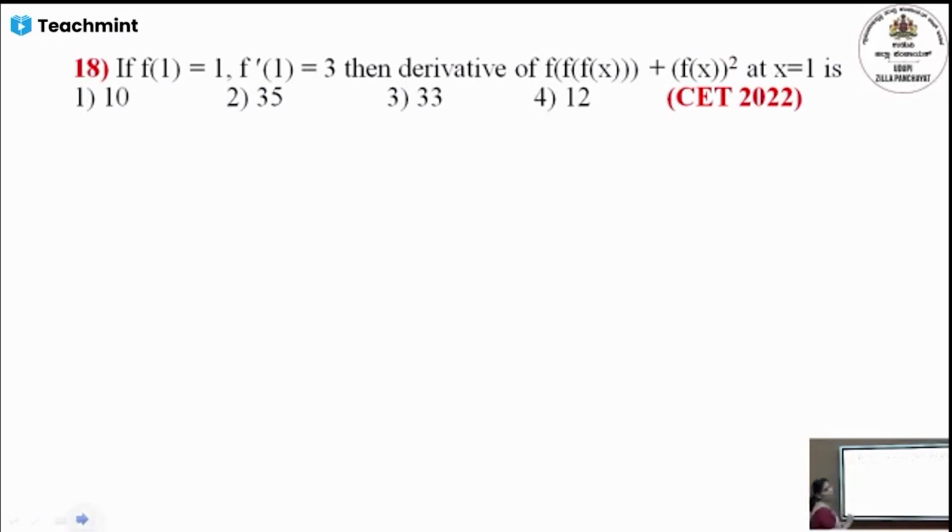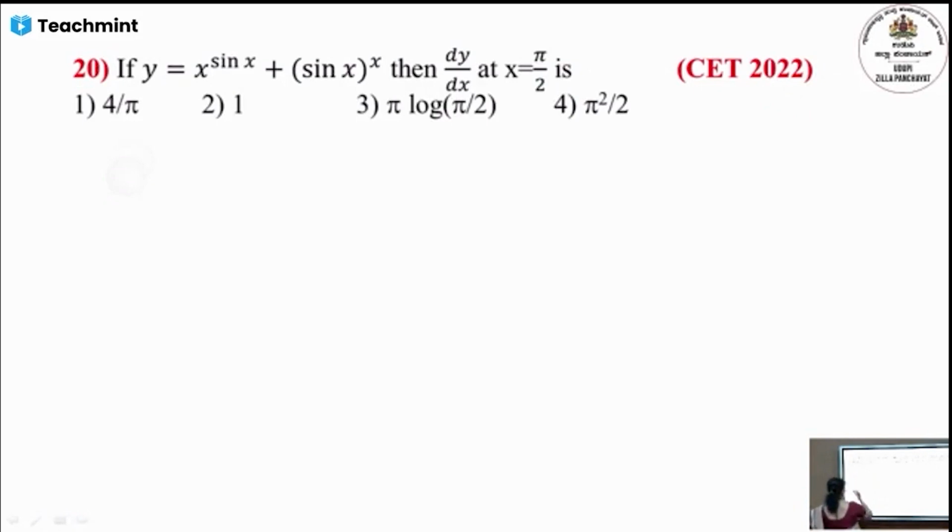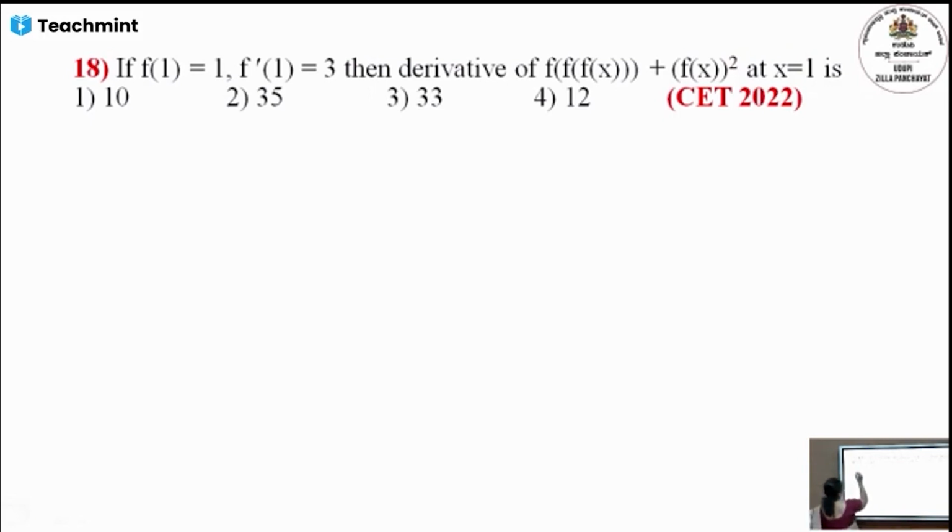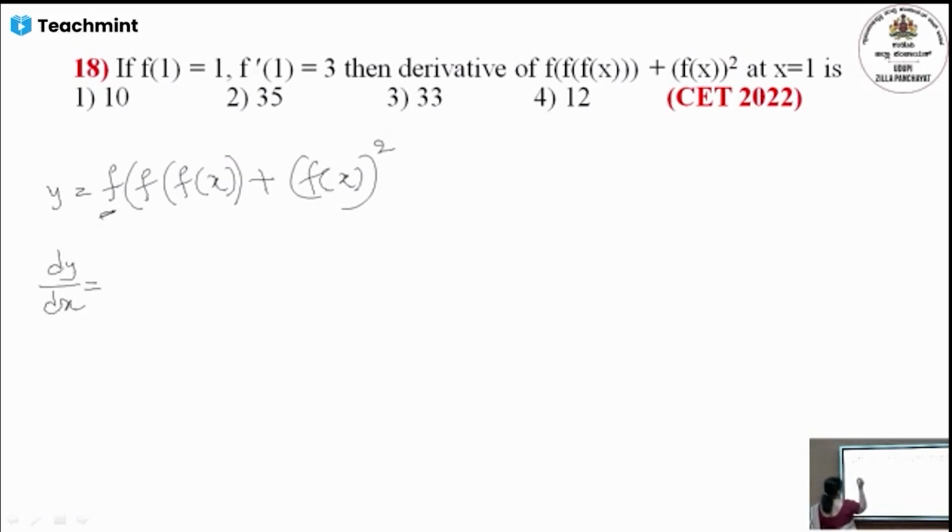Okay, now let us come to question number 18. f of 1 is 1, f dash of 1 is 3. You have to find out the derivative of f of f of f of x plus f of x whole square. So how do you find the derivative? Suppose this is your y. dy by dx is, I have to first differentiate this f, which is f dash. Then I have to differentiate this f, again f dash. Then I have to differentiate this f, it is f dash.